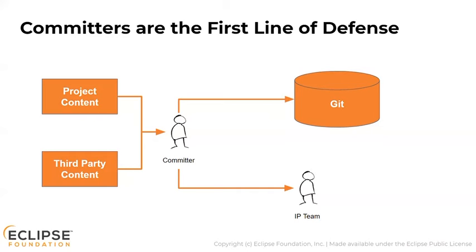Committers are also our first line of defense when it comes to a project's adoption of third-party content. Committers must verify that the third-party content they leverage is consistently covered by a license that is compatible with the project license. When the committer is not sure, they must connect with the Eclipse IP team for assistance.